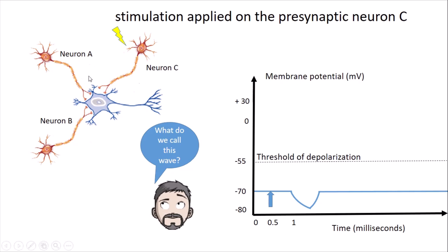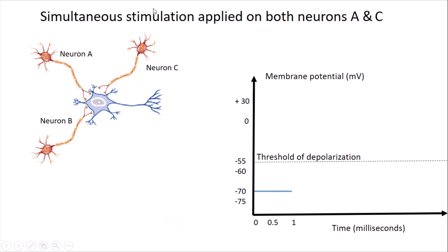The synapse here between C and the postsynaptic cell is actually inhibitory. It's unlike the others, the other two synapses. So let's apply a simultaneous stimulation on both A and C together. A, remember, gives an EPSP. It has an excitatory synapse with the postsynaptic cell, whereas C induces a hyperpolarization or an IPSP. So let's stimulate them both together.